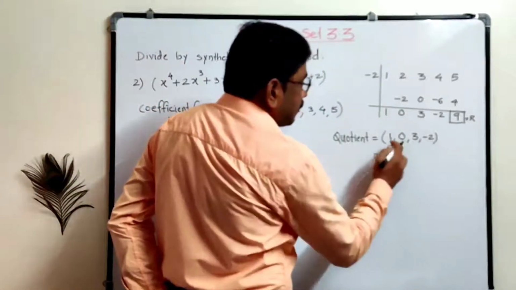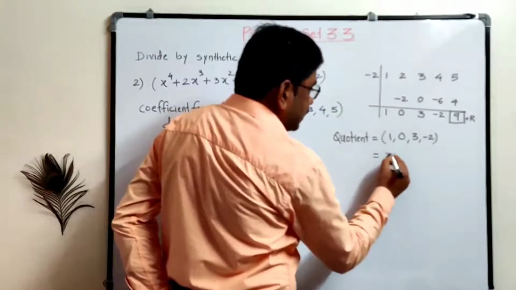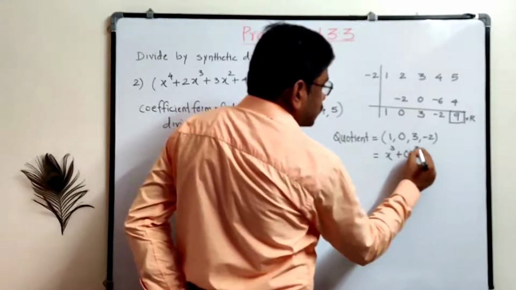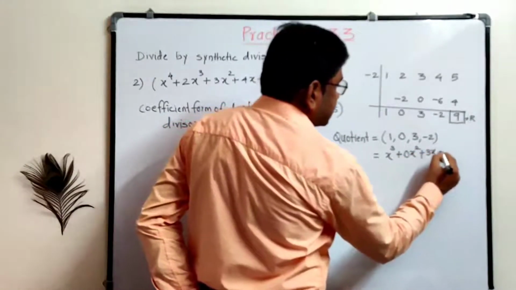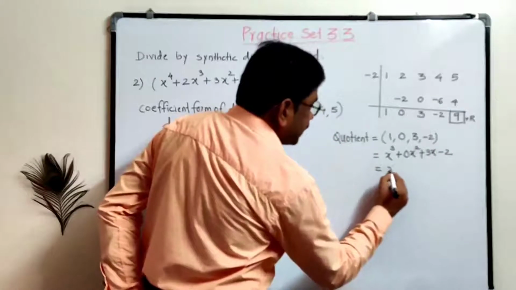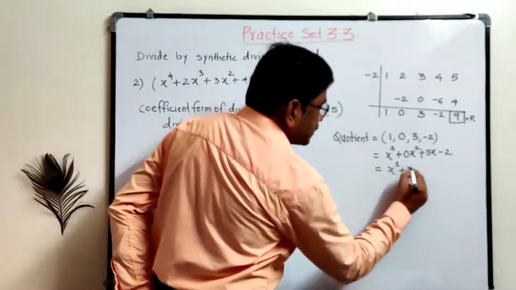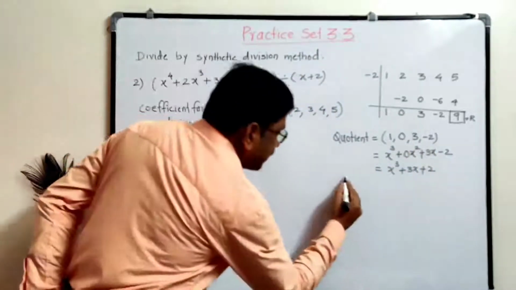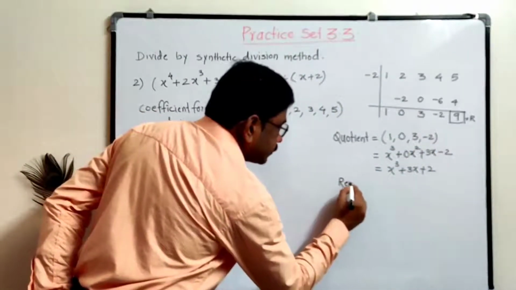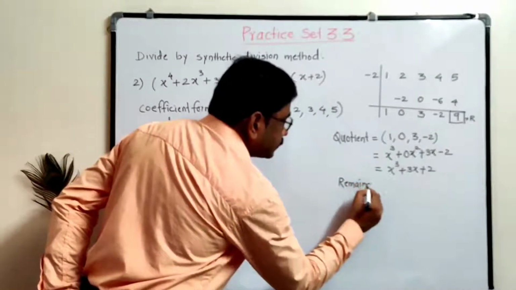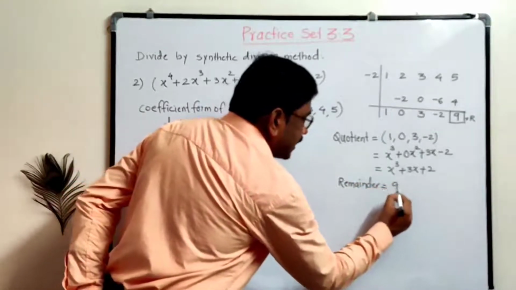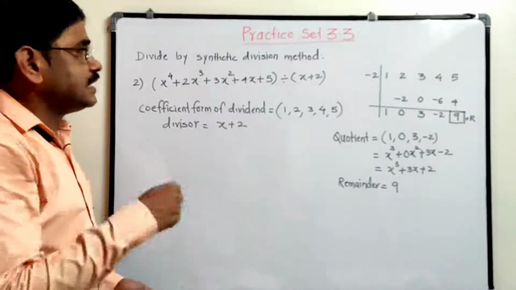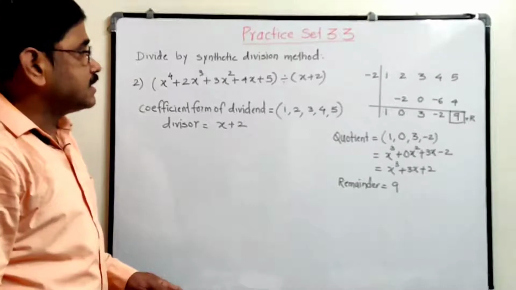3, 4 minus 1. So 1x cube plus 0x square plus 3x minus 2. That means it is x cube plus 3x plus 2. No need to write that 0 term. And the remainder is equal to 9. So in this way, this is a very easy method. We can easily divide by using this method.